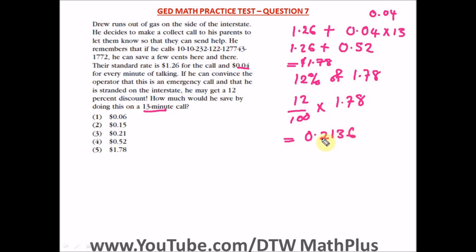In approximating this, this is cents in dollars, so that's two decimal places. If we check here, 1, 2, can we take one here? No, it is below 5, so we don't round up, we're left with 0.21. So he's going to save 21 cents. This is the amount he's going to save, and our right option here is option 3.